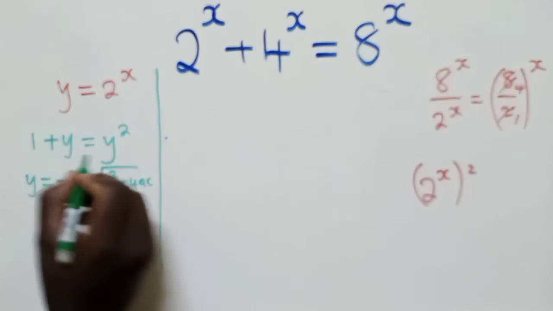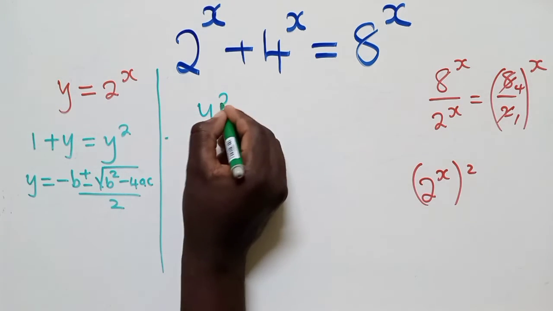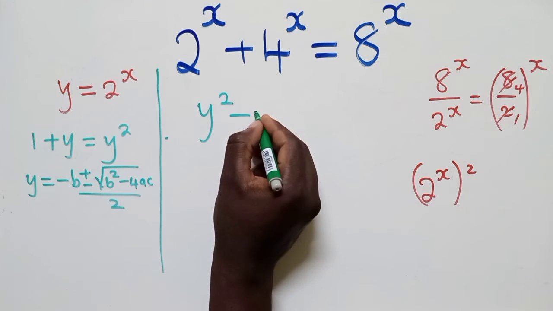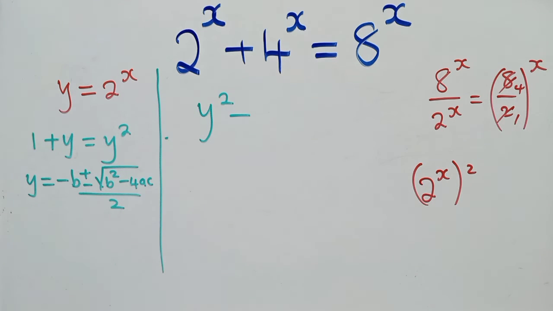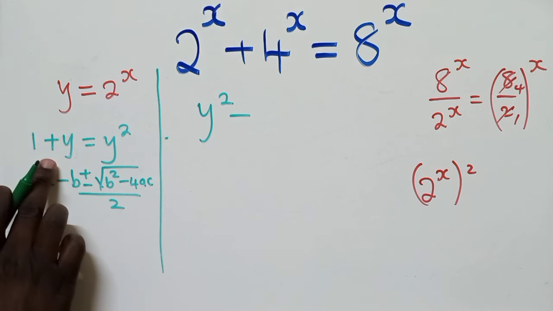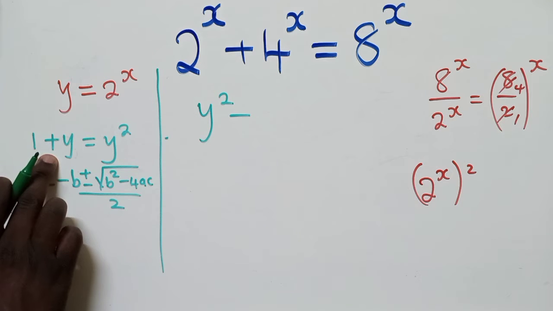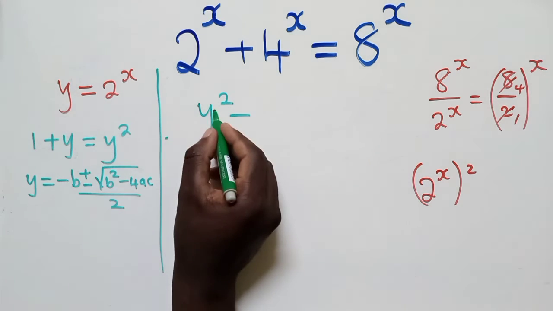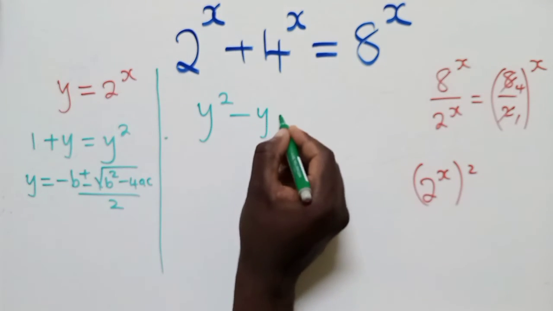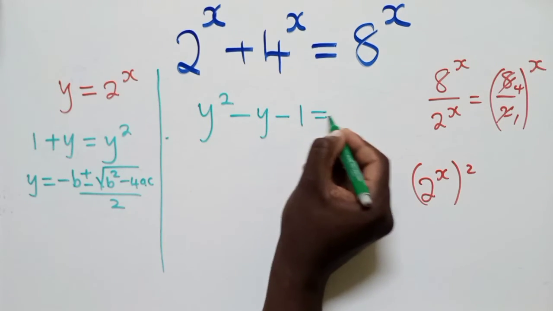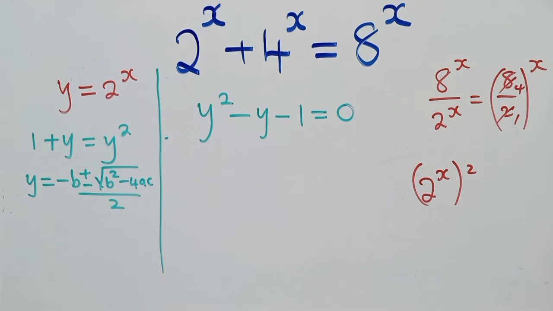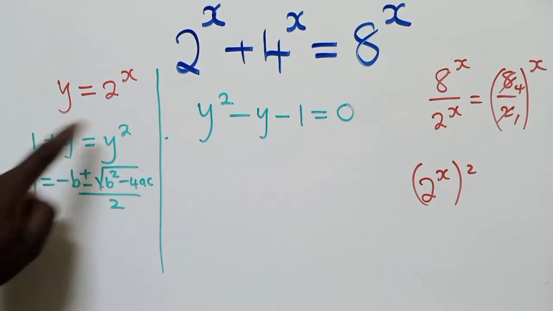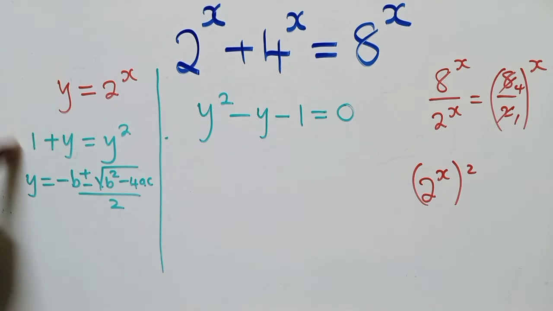Now our equation is not in standard form. So we're going to say y^2 minus y minus 1 is equal to 0. I think this is how it's supposed to be. Yes, the y will come this side, and the 1 also will come this side. We are putting it in standard form. It's now in standard form.